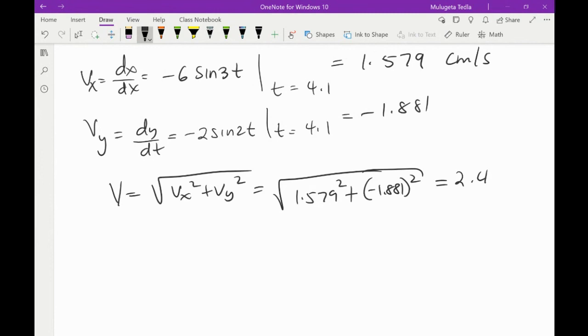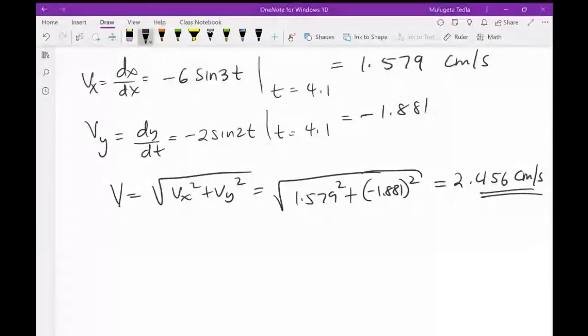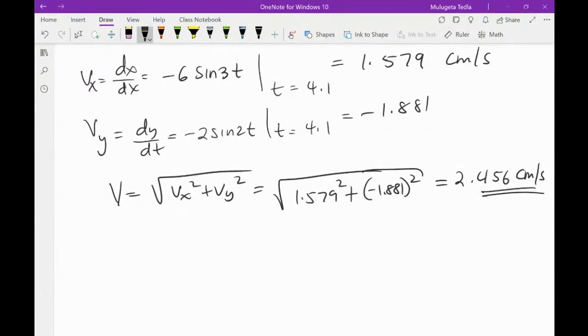I got 2.456 centimeters per second. Yes, 2.456. Thank you, Arthur. All right.